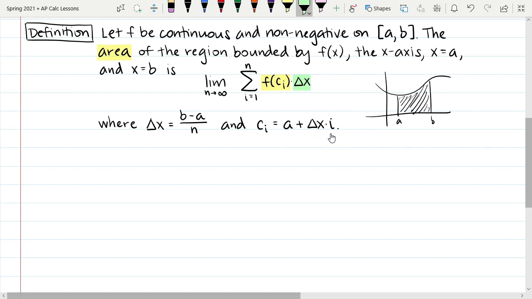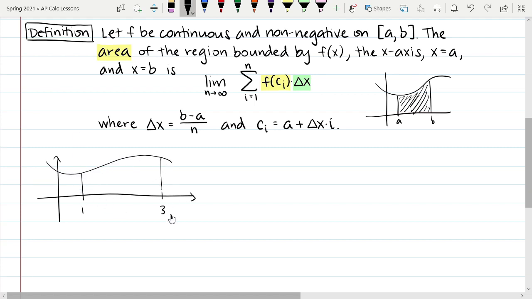So let me explain to you where those come from. So let's say that I were talking about some region from 1 to 3. And if I wanted to divide this into two equal width rectangles, how wide would each of those rectangles be? So hopefully you're saying they would each be 1, because you know that one of them would be here at 2, and then the other one would be here at 3. So if I had two rectangles from 1 to 3, the width of each of them would be 1.